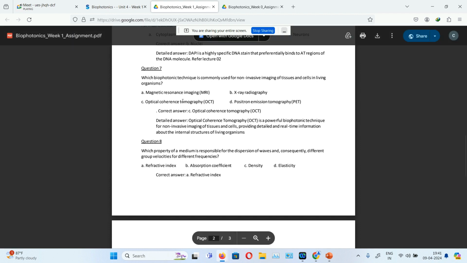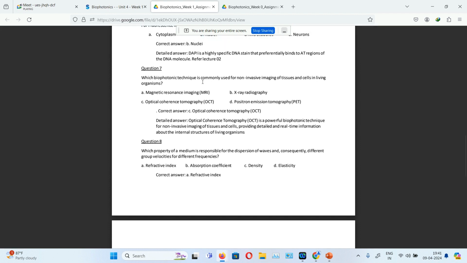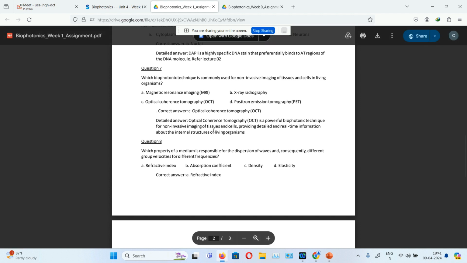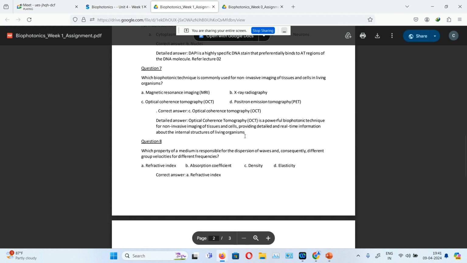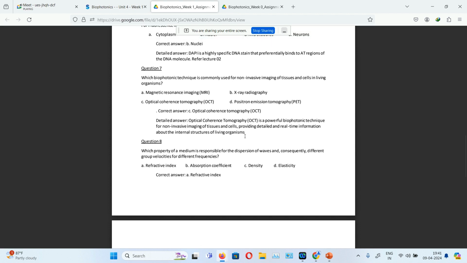But optical coherence tomography is the photonics based method usually used to image the retina and other things. So for non-invasive imaging of tissues and cells, providing detailed and real-time information, it's one of the good methods. Mainly, optical coherence tomography is now used for detection of cells inside our eyes.